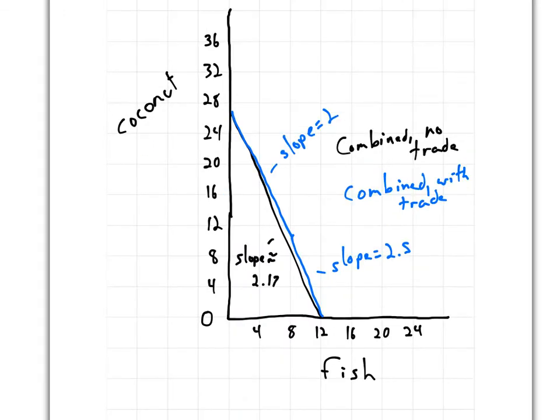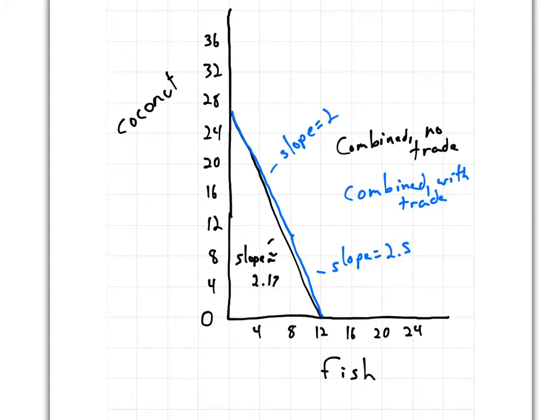Now with trade, we can take advantage of those different slopes, because together the slope is, well, I just took 26 coconuts and divided it by, this is the rise, and divided it by the run of 12 fish, and 26 divided by 12, it turns out, is 2 1/6, or 2.16 repeating. I just said 2.17. Okay, but we can do a little bit better than that.